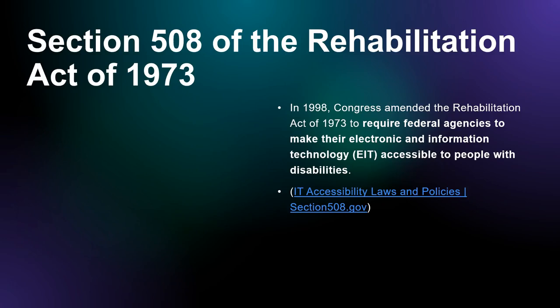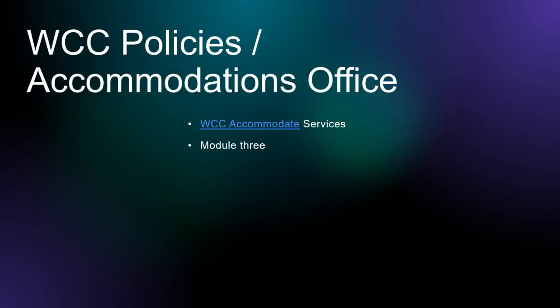We also have Section 508 of the Rehabilitation Act of 1973, where they amended it to say federal agencies have to make their electronic and information technology accessible to people with disabilities. Prior to this ruling, not all forms and policies were available to all, which essentially locked that information away from people who had to use accessible options. So now the law says we have to make sure that they can get to all of the information that they need. We also have specific WCC policies in the accommodations office. We're going to discuss those in Module 3.